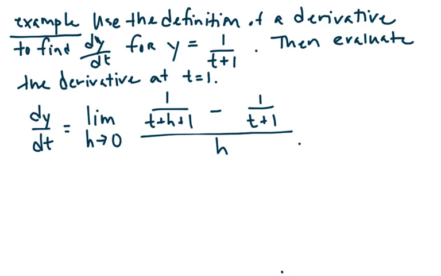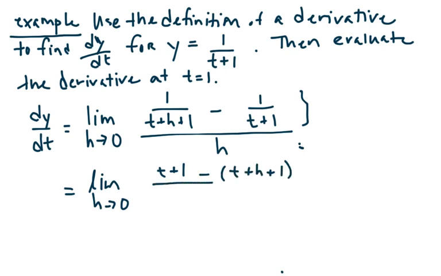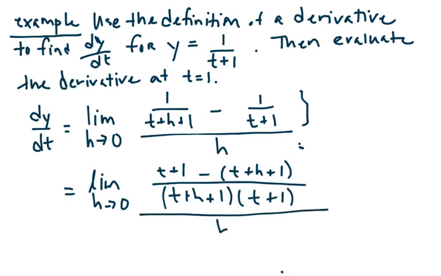So the first thing I'm going to do is combine the top two fractions into a single fraction, and then I'll multiply by the reciprocal of the denominator here. So a common denominator would be t plus h plus 1 times t plus 1. So that would give us t plus 1 minus t plus h plus 1 all over t plus h plus 1 multiplied by t plus 1. And then that is all over h.